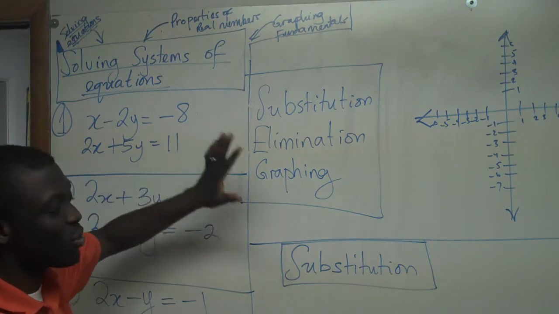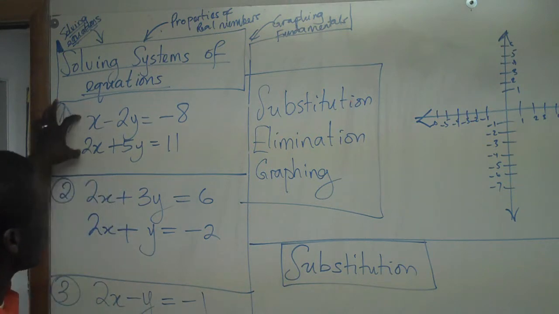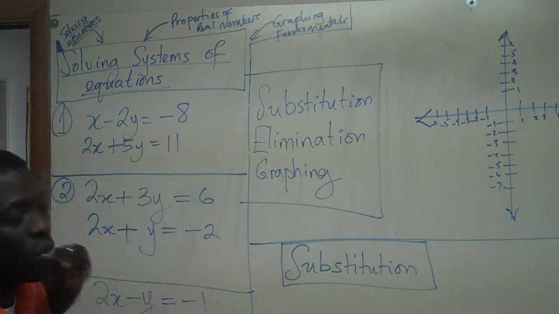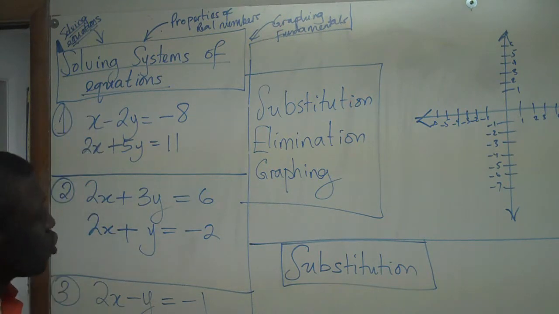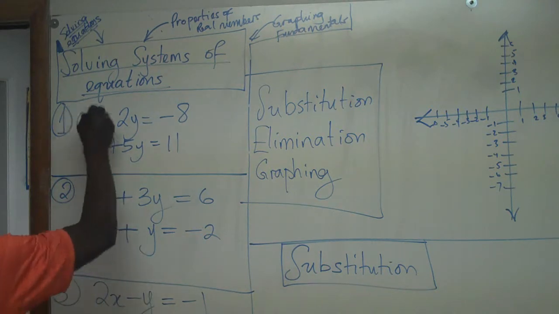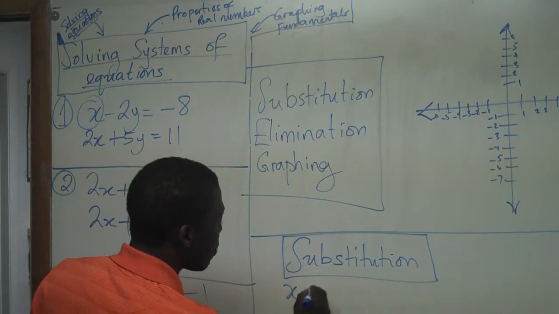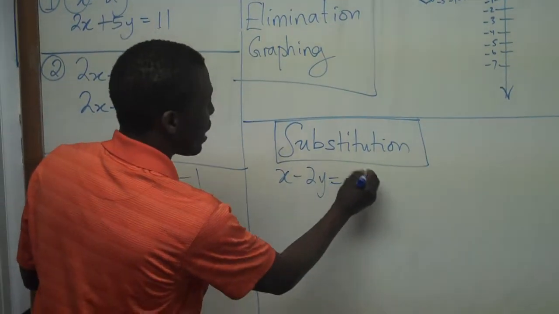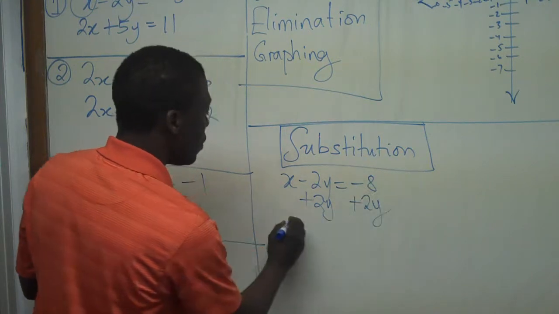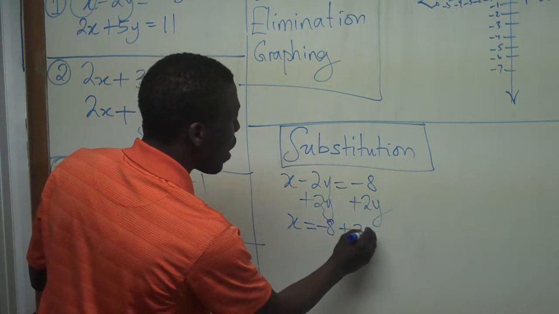There are three ways that we're talking about right now. Down the road, you would learn other ways. So let's go ahead and take the first system: x minus 2y is equal to negative 8, and 2x plus 5y is equal to 11. If we're going to use substitution, the best thing to do is to solve for x in this equation, so that x is standing alone. We say x minus 2y is equal to negative 8, so you add 2y to both sides. So x is equal to negative 8 plus 2y.